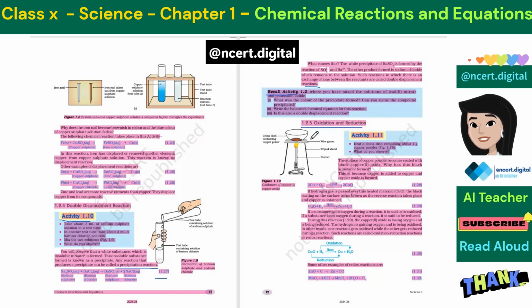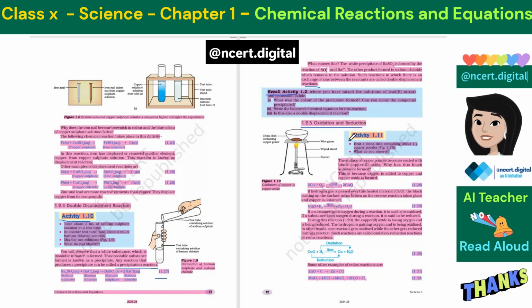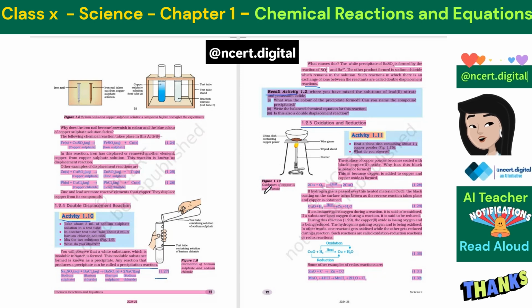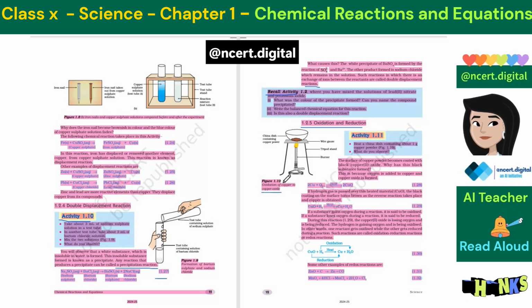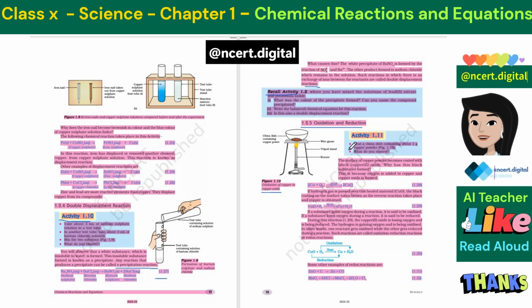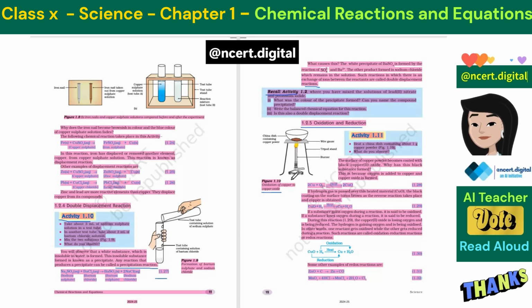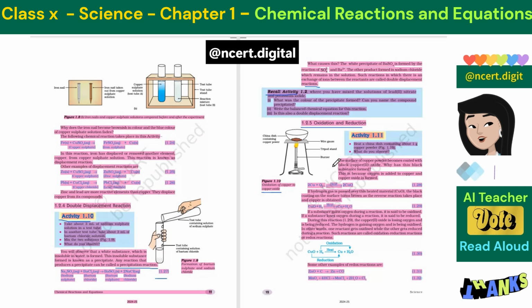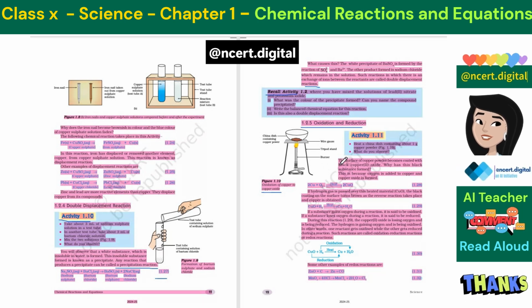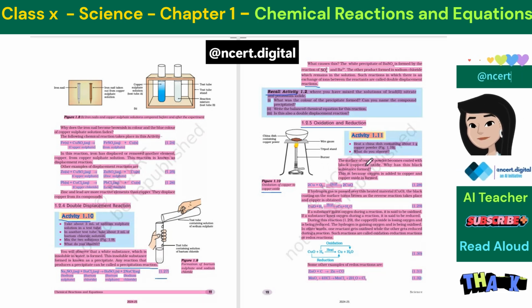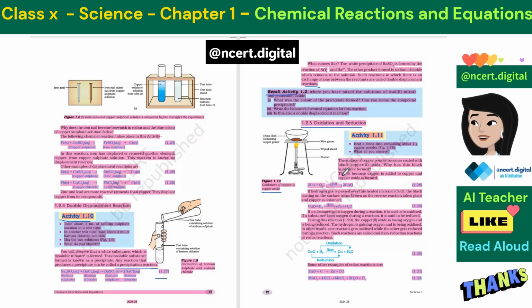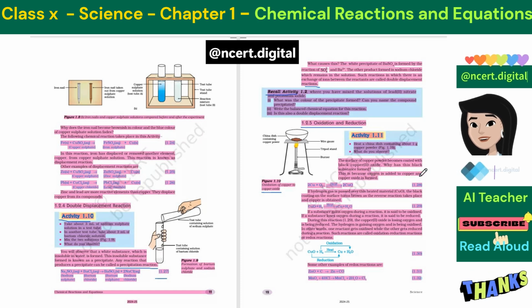1.2.5 Oxidation and reduction. Figure 1.10 Oxidation of copper to copper oxide. Activity 1.11: Heat a china dish containing about 1 g copper powder. Figure 1.10. What do you observe? The surface of copper powder becomes coated with black copper oxide. Why has this black substance formed? This is because oxygen is added to copper and copper oxide is formed.